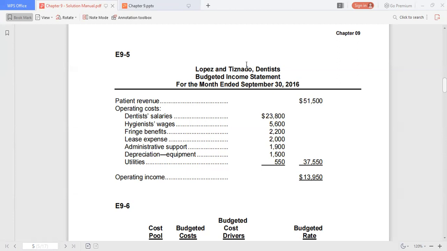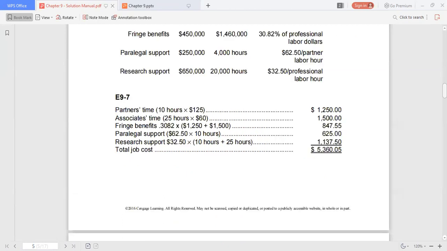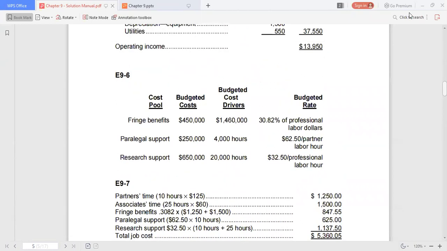So the budgeted overhead for E9-6, we have the three cost pools including fringe benefits, paralegal support, and research support. Then we have the budgeted cost for fringe benefits, 450,000. For paralegal support, 250,000, and research support, 650,000. And the best cost driver for fringe benefits is dollars.